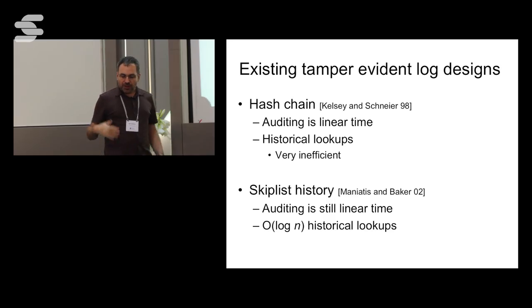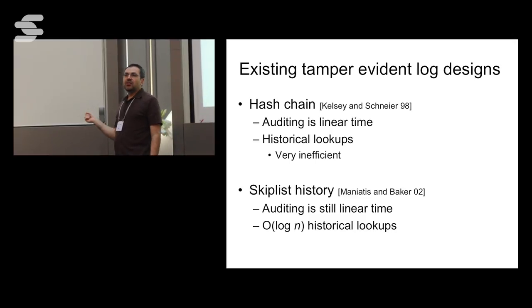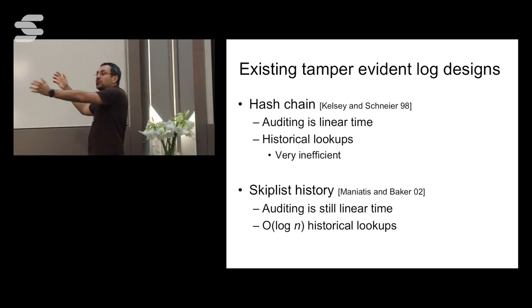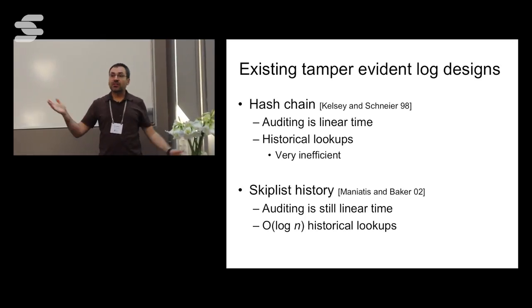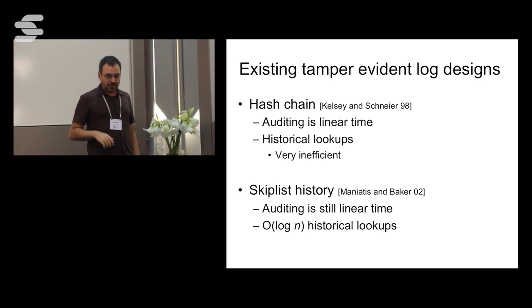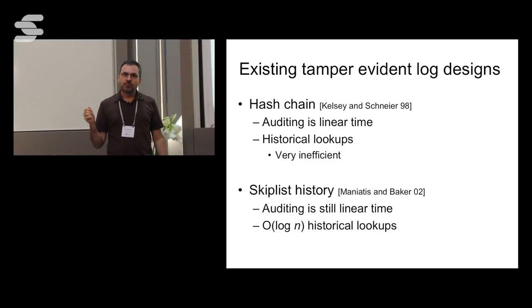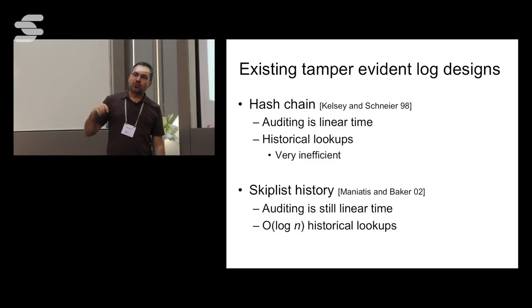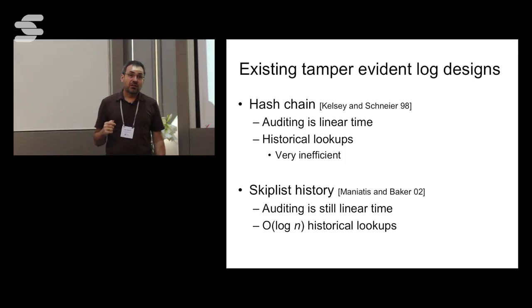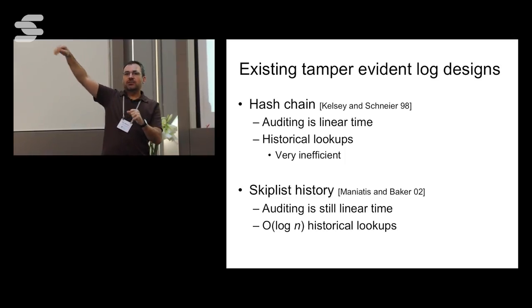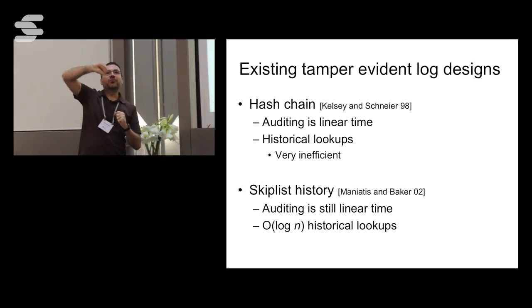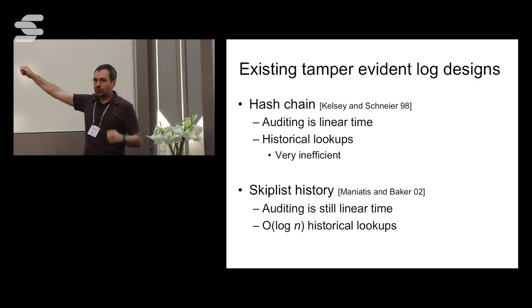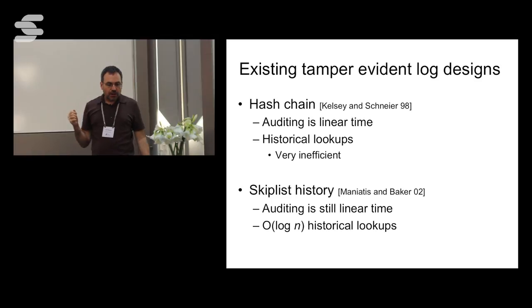So with a hash chain, anything is linear. Historical event to current event, I have to verify all the hashes between them. So that's linear in the size of the chain. So historical lookups are slow. Some other people have used data structures called skip lists. So a skip list is like a linked list, but there are multiple layers. And the higher layers, the pointers jump further into the future, or further into the past, rather.